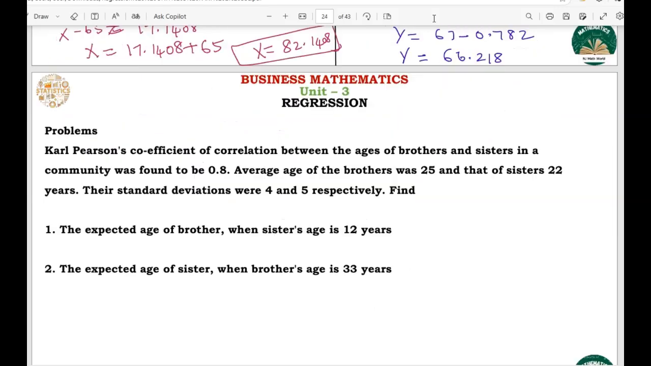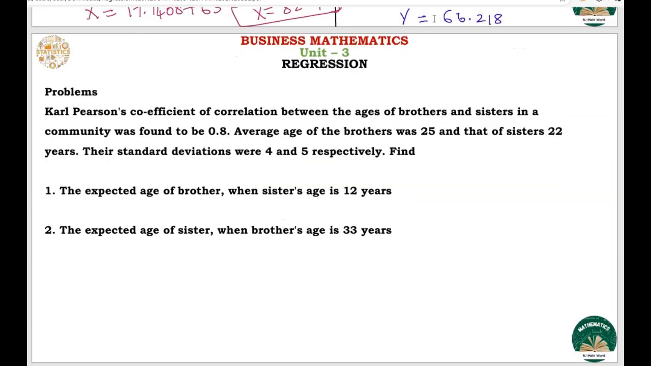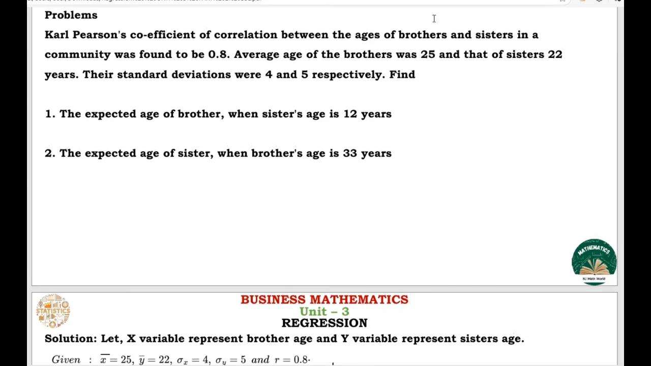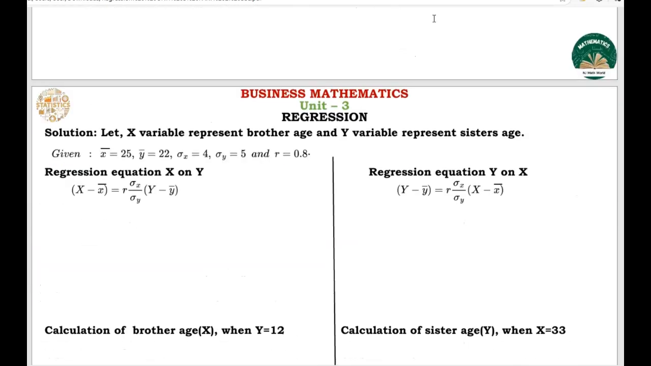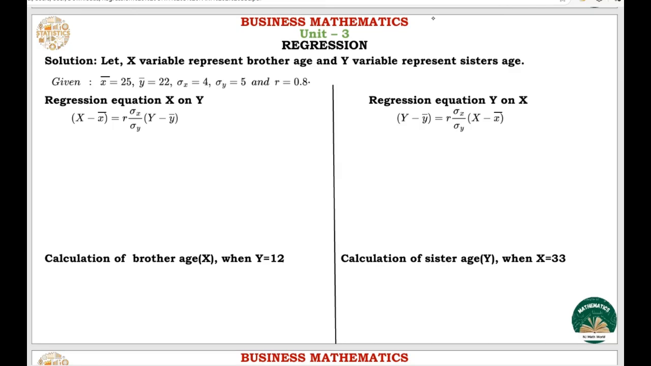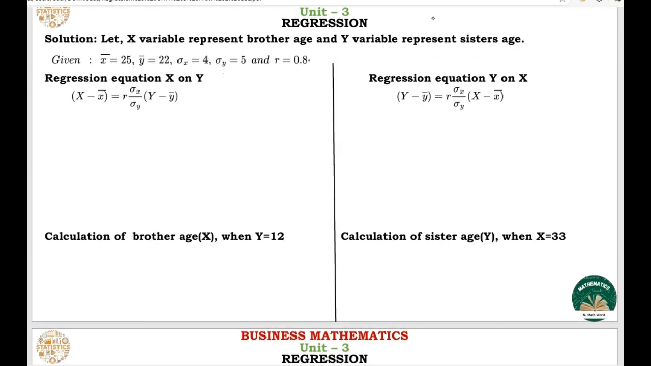Okay, then it's the same thing in place of 12. They have given the coefficient of correlation between the age of brother and sister in the community was found to be 0.8. R will be 0.8. Average age of the boy is 25 and sister is 22, average x bar and y bar. And the standard deviation is 4, rho x and rho y is 5, rho x is 4. We need to calculate the values. Here I have given you the formula and values. You just have to substitute and find the answer. If you do this, it will be practice for you.